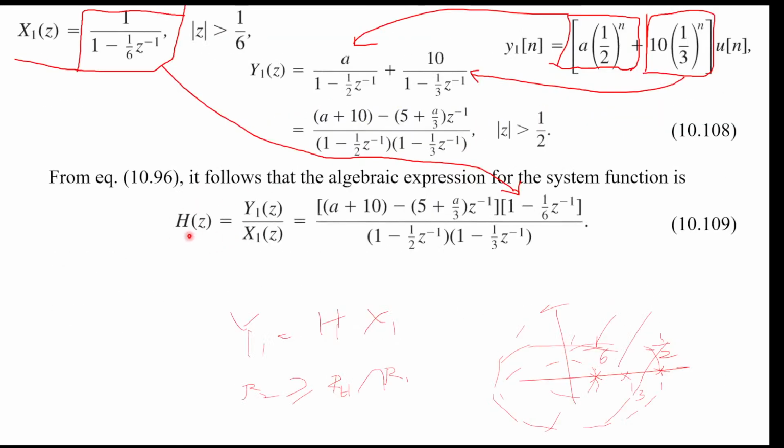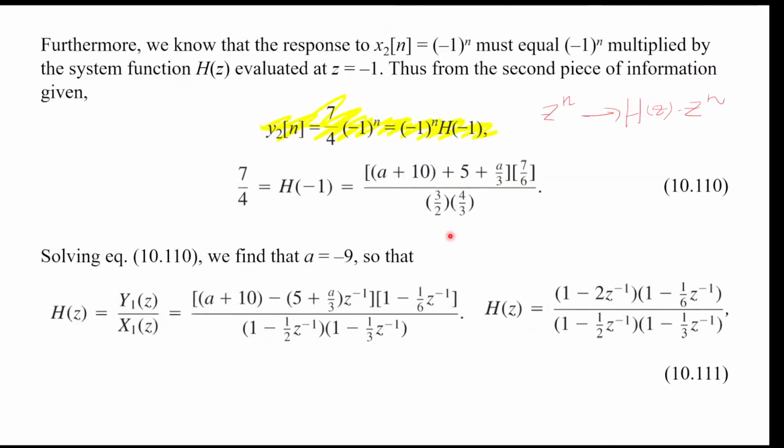And from here we can solve for a, because we have this complicated expression for h of z as a function of a, and we now get one point of h of z. So we plug in this minus 1 into h, and we can solve for a, because now this is just a linear function of a equal to 7 over 4. With all the algebra done correctly, we will see a equal to minus 9, and we have our h of z equal to this thing. And we can clean up our h of z here, and we see that h of z has two poles, at 1 over 2 and 1 over 3.